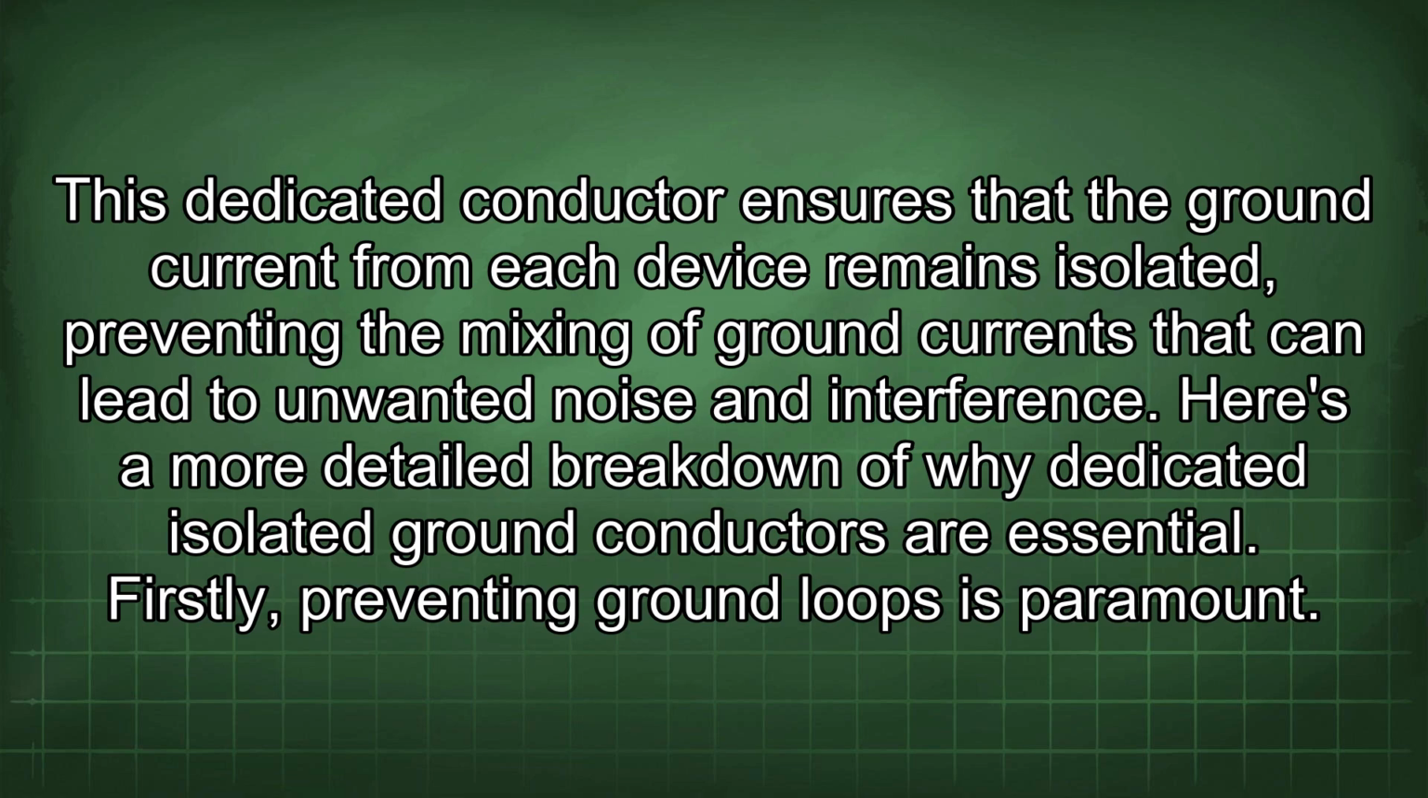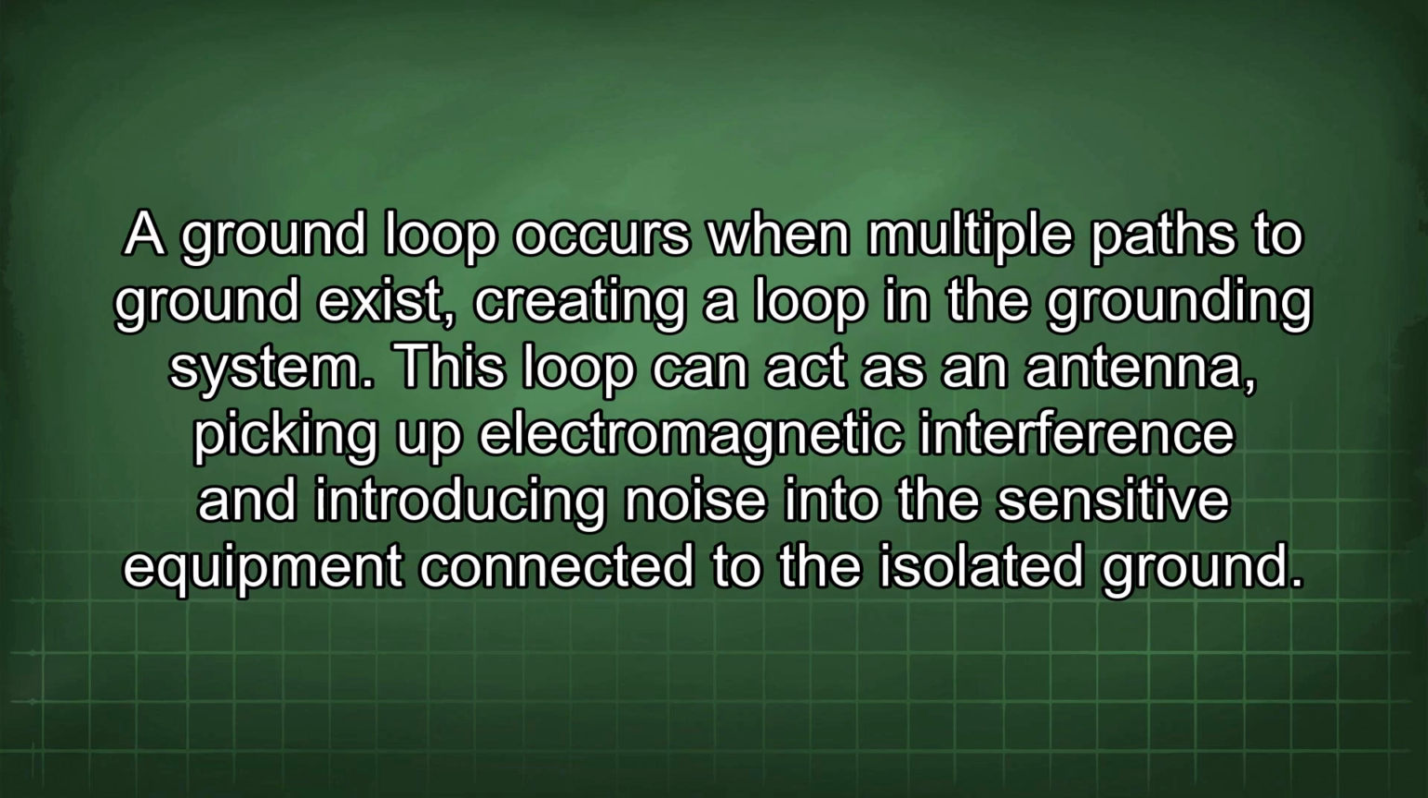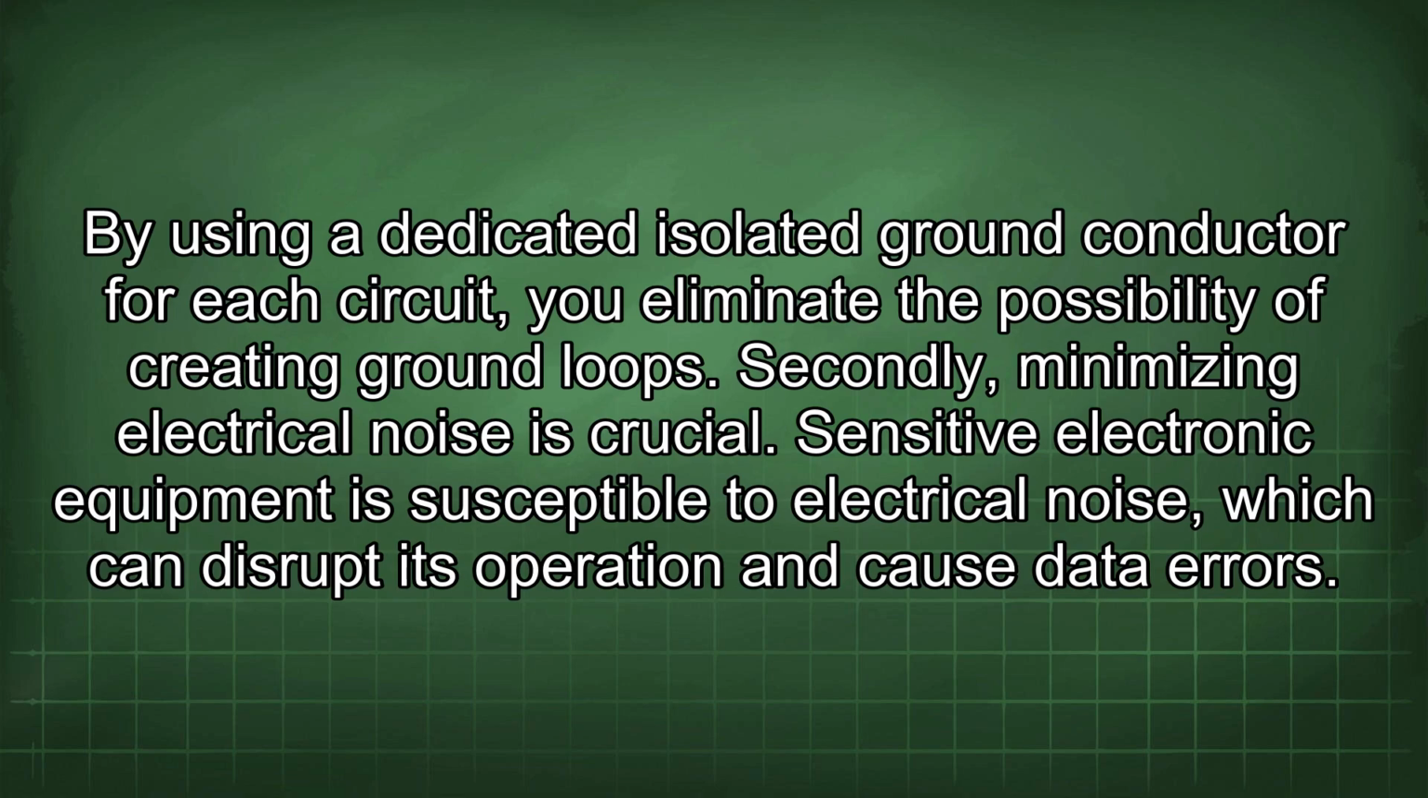Firstly, preventing ground loops is paramount. A ground loop occurs when multiple paths to ground exist, creating a loop in the grounding system. This loop can act as an antenna, picking up electromagnetic interference and introducing noise into the sensitive equipment connected to the isolated ground. By using a dedicated isolated ground conductor for each circuit, you eliminate the possibility of creating ground loops.